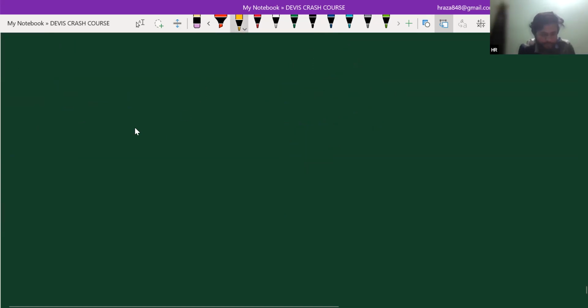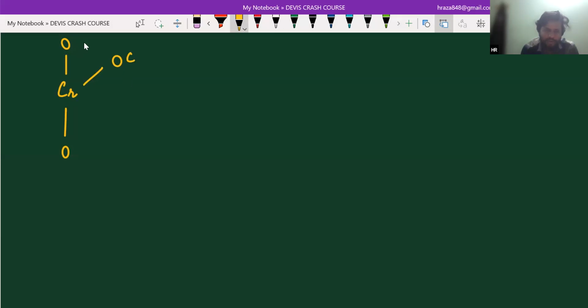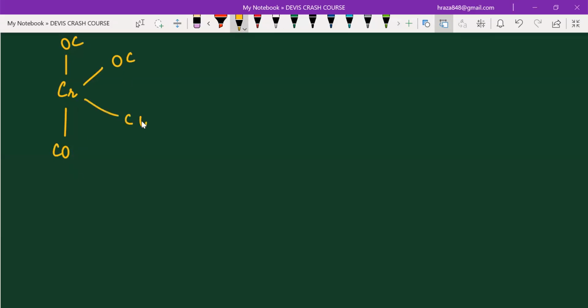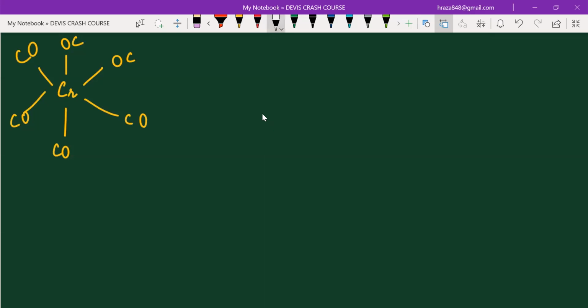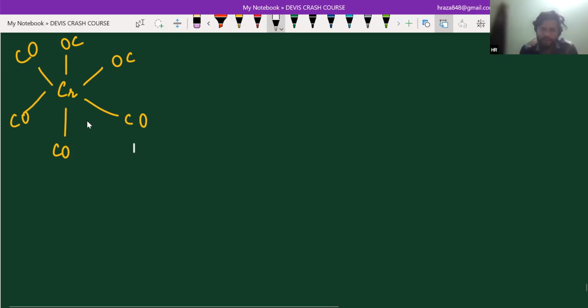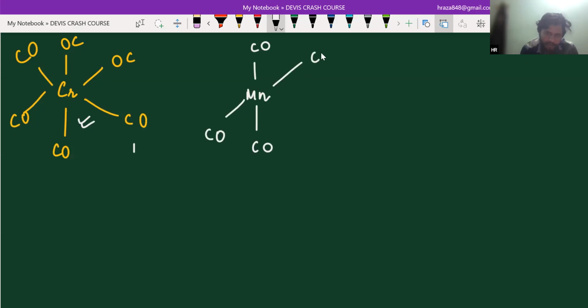So there are some more examples that we can go for. Cr, and there will be CO, CO, CO, and then CO and then CO. Just let me know the geometry. This is octahedral. Very good. There can be more than one central atom in a complex. Are you getting my point? As you can see, this is Mn and this is CO, and this is also CO.